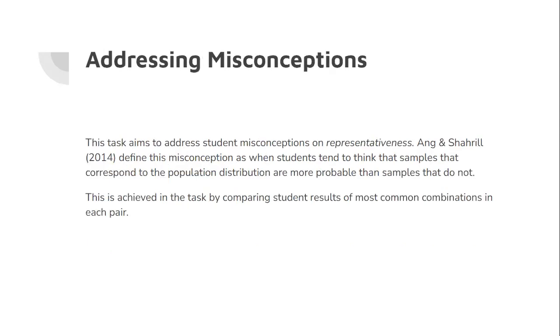The task aims to address the student misconceptions on representativeness. Ang and Shahril define this misconception as when students tend to think that samples that correspond to the population distribution are more probable than samples that do not. This is achieved in the task by comparing student results of most common combinations in each pair to other pairs.